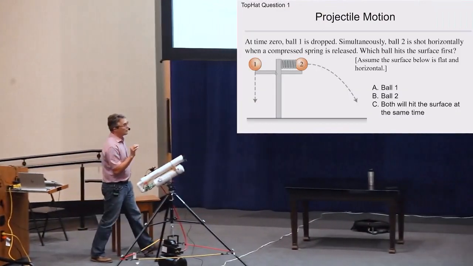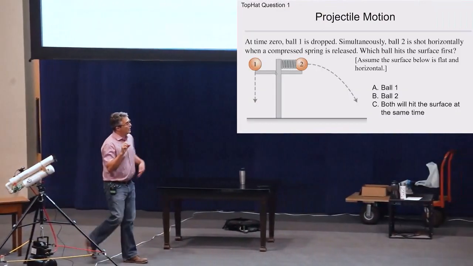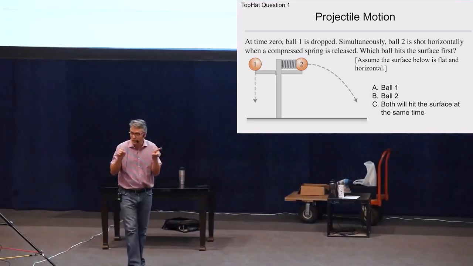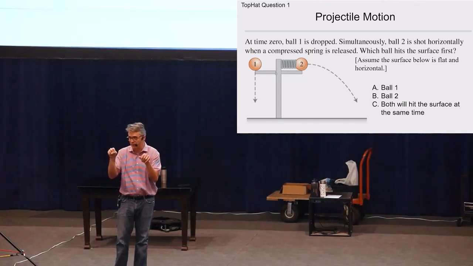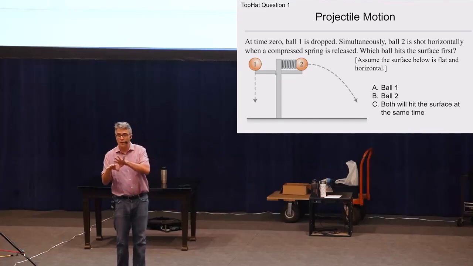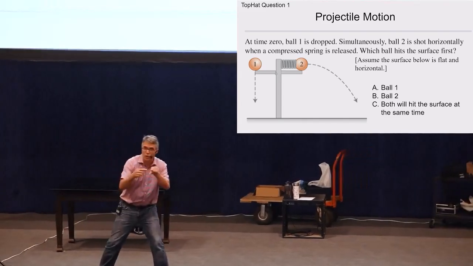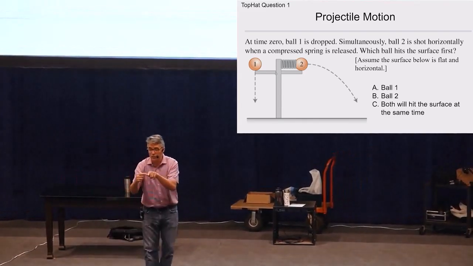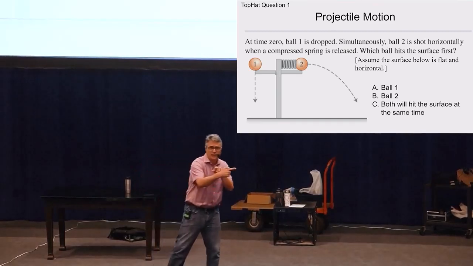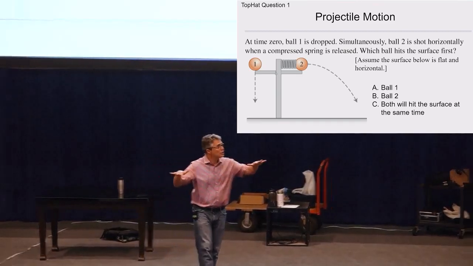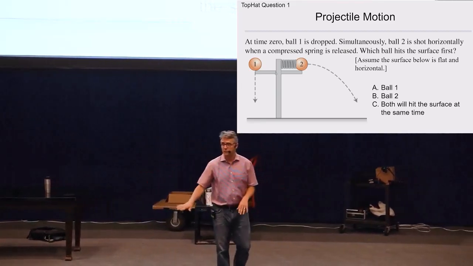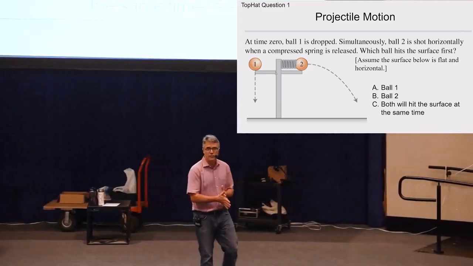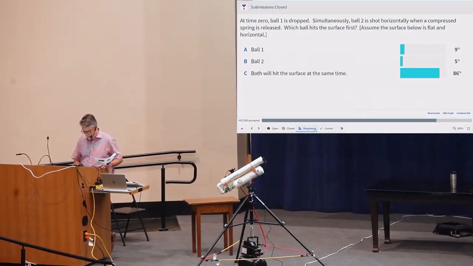You've got 2 balls, and at time t equals 0 or something, they're both released, and one is released simply by dropping it from rest. That's ball 1, and the other one is released with this spring launcher, which launches it with a horizontal velocity, so it's going straight sideways. And the question is, which ball will hit the surface first? Assuming that below there is some sort of horizontal flat surface. Both at the same time.